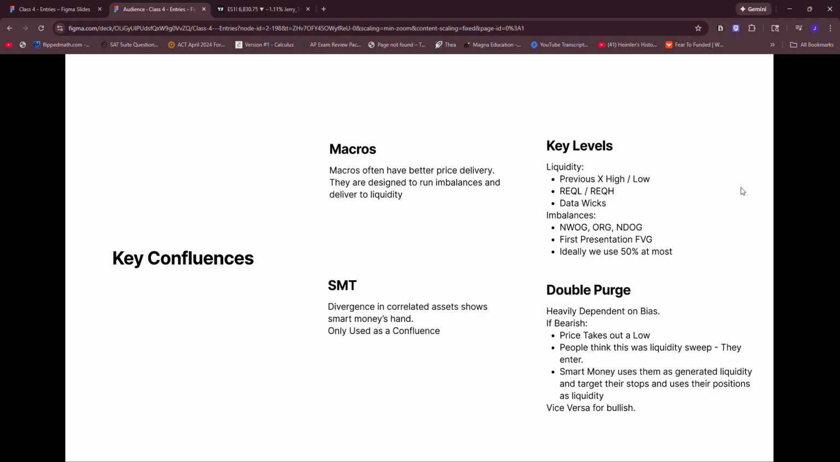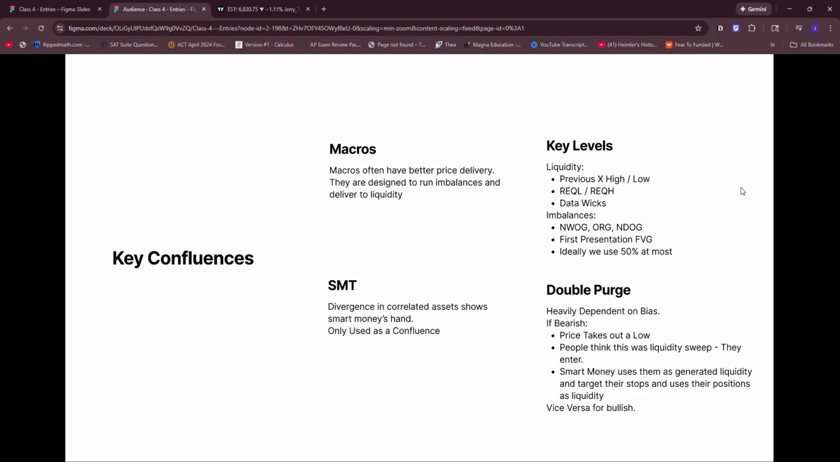And I kind of just see it as a confluence. Ideally, the asset that's stronger or weaker is the one that creates the failure swing instead of sweeping on either side, so bearish and bullish. The asset that doesn't take out the low or high is ideally the stronger one. So ideally you want to long or short that asset. But personally, I only trade NQ, and I haven't really noticed too much of a difference, right? But just SMT in general is a pretty good confluence.